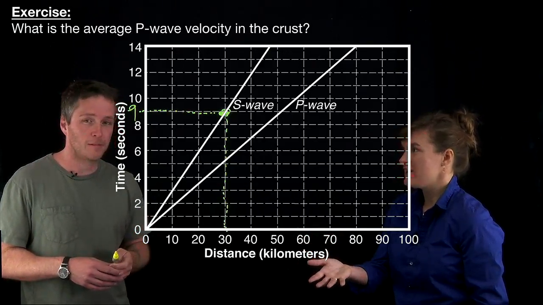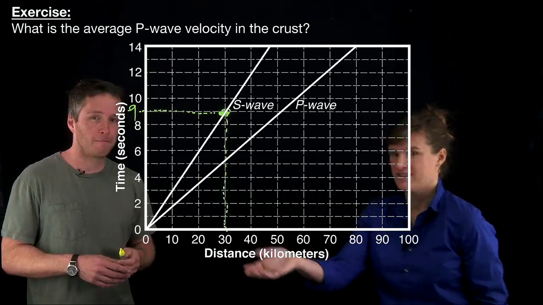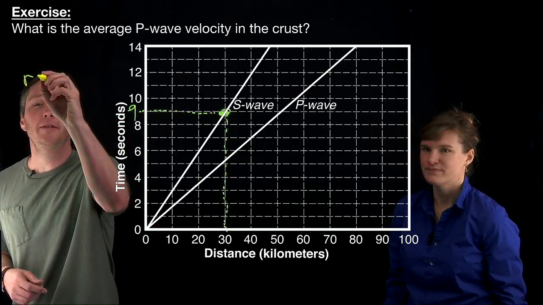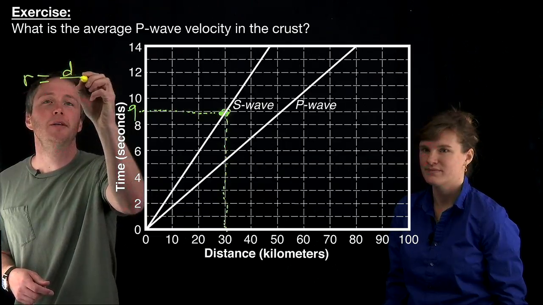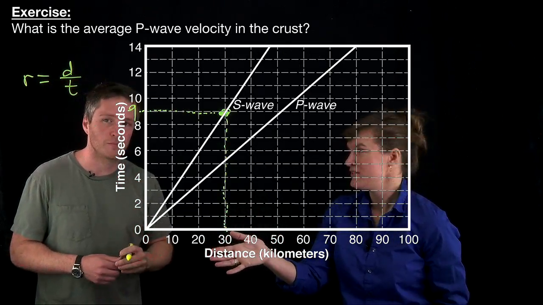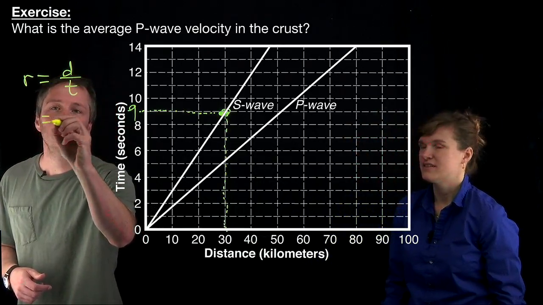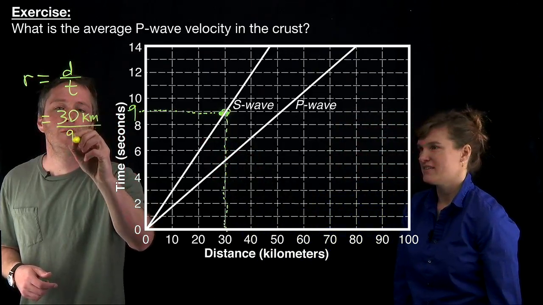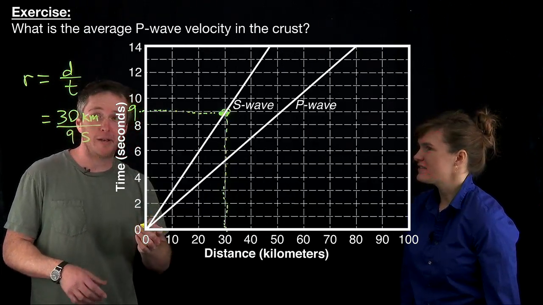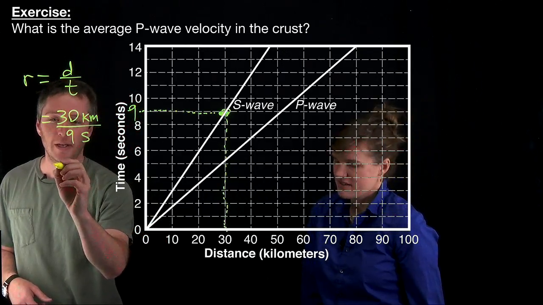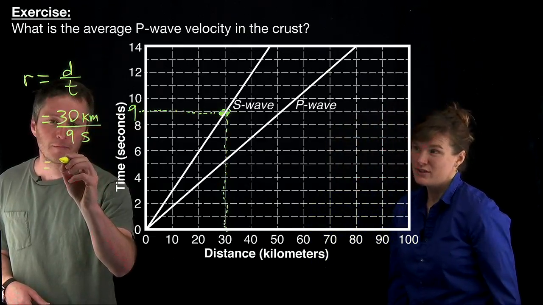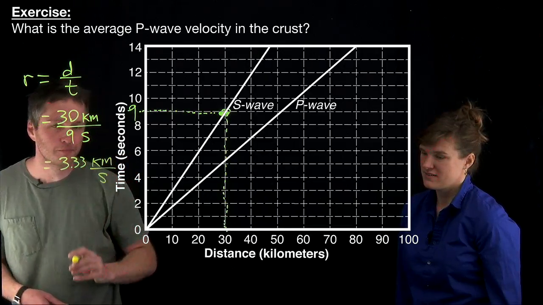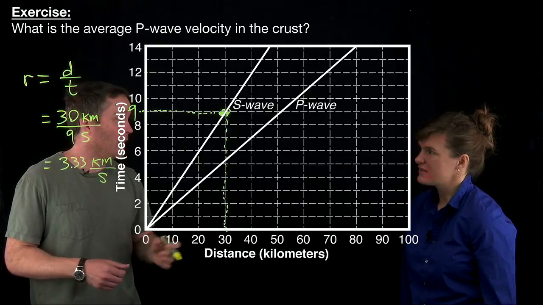Okay, so we can write our rate equation, which is rate equals distance divided by time. Exactly. So if I do that here, rate equals distance divided by time. So our distance was 30 kilometers. Okay. And our time was 9 seconds. All right, so we have 30 kilometers divided by 9 seconds. And what does that give us in kilometers per second? So that's about 3.33 kilometers per second. Okay, so that is our average S wave speed.